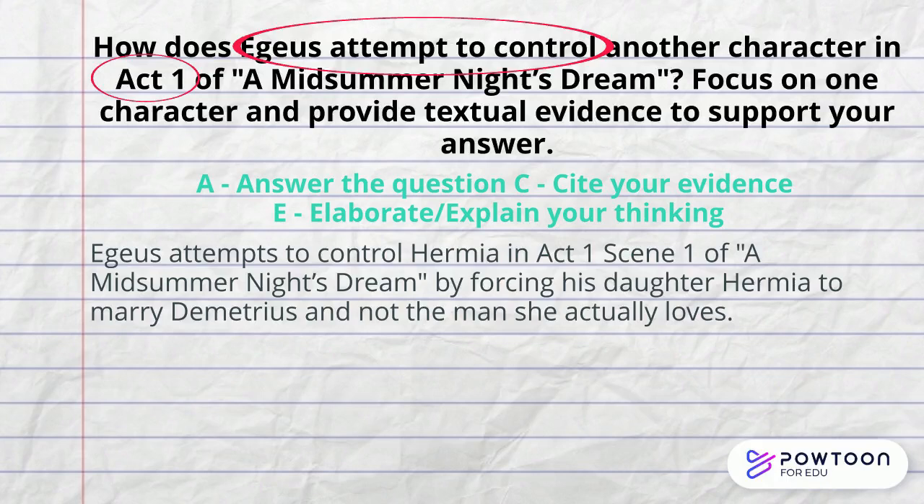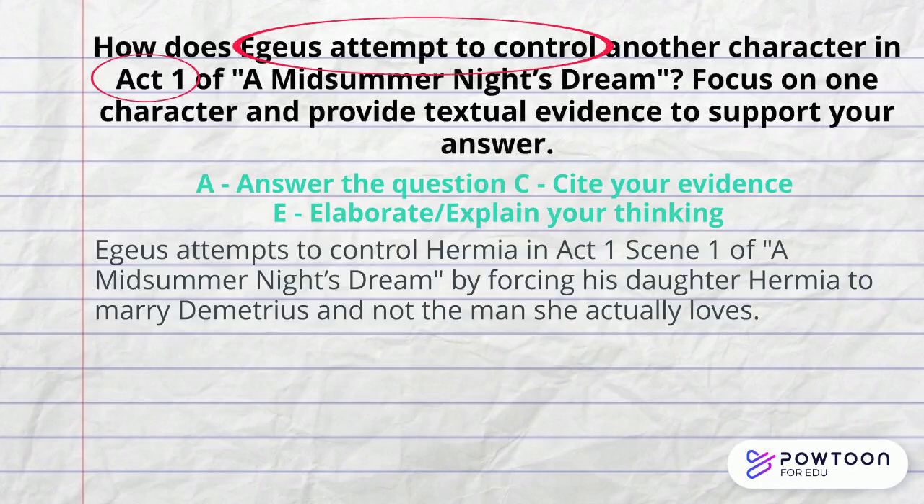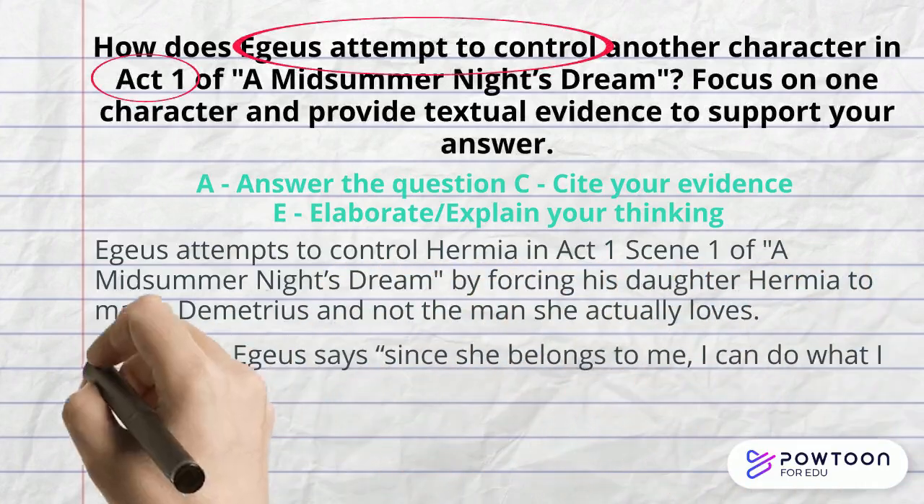Now that the hard part of answering the question is done, we need to support our answer by citing textual evidence. Let's go back to our text and look in Act 1. We found in Act 1 where it says, "Since she belongs to me, I can do what I want with her. As the law says, I can either make her marry Demetrius or have her killed." Let's add this to our paragraph right underneath our answer. Remember, though, to first introduce the quote and cite its page number.